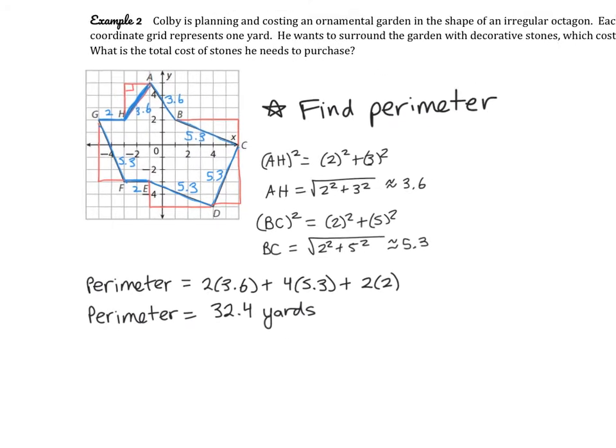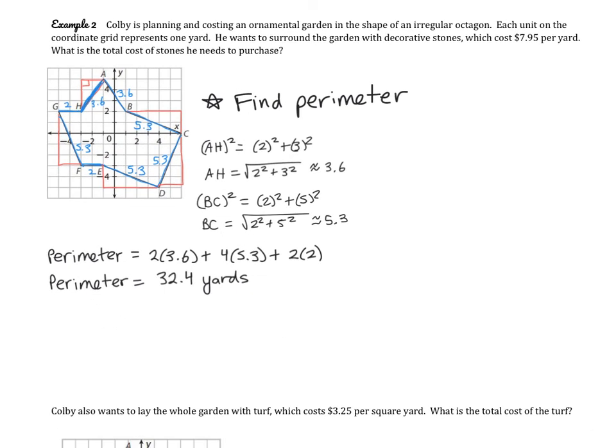But again, he wants the cost of lining the garden with decorative stones. So again, to do the cost, we're going to do the total number of yards he needs to cover times the price per yard, which is $7.95.